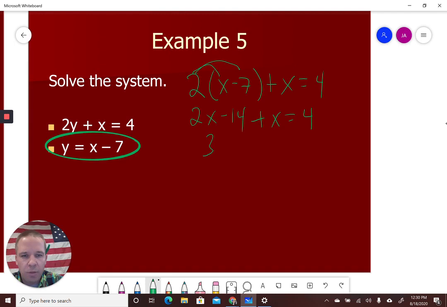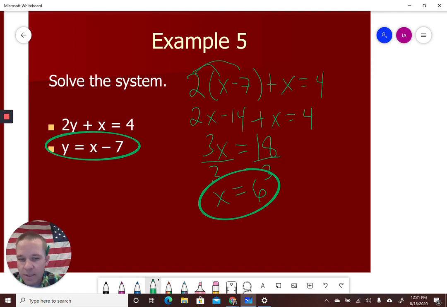And I'm going to have 3x. I'm going to add the 14 over to save a little bit of time. If I add 14, I get 18. And then if I divide by 3, I get x equals 6. Halfway done. Let's substitute the 6 in.